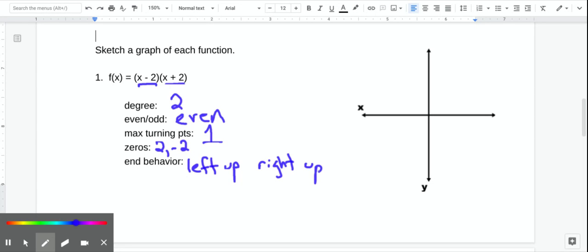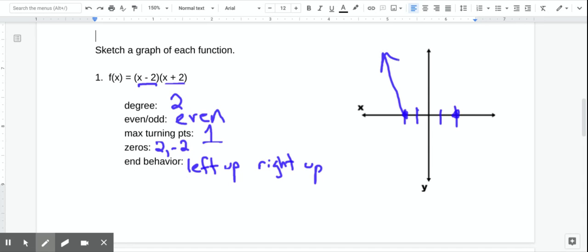Okay, so now let's put this all on the graph. So the first thing we want to put in are the zeros at negative 2 and 2. Then we want to talk about the end behavior. We know that to the left it's going up and to the right it's going up. And we know that in between these two, it can only have one turning point or one relative minimum or maximum. So it's just down here somewhere, and that's what the graph looks like.